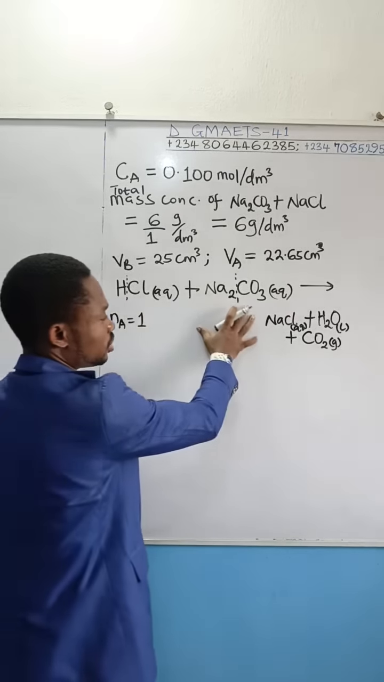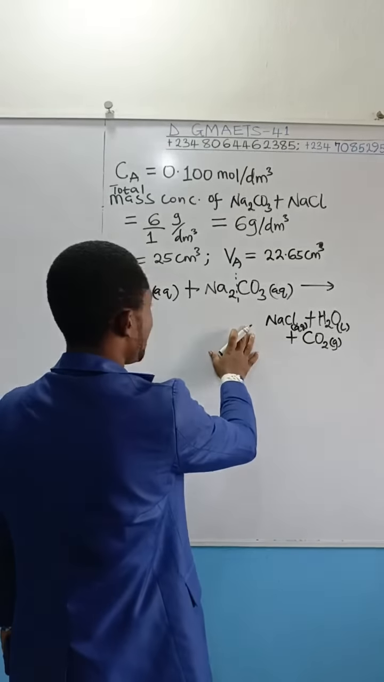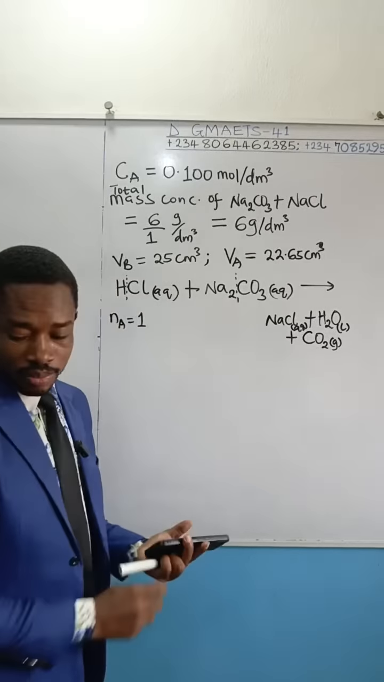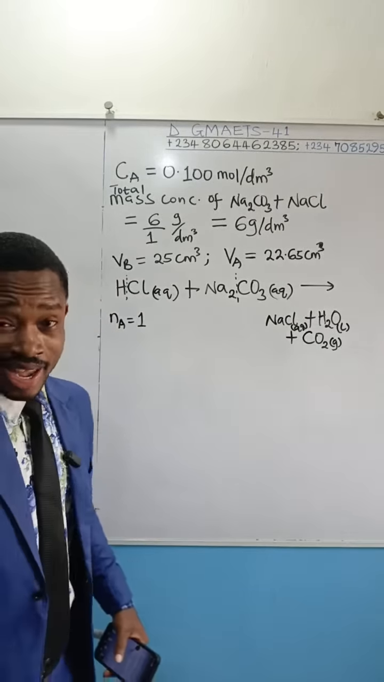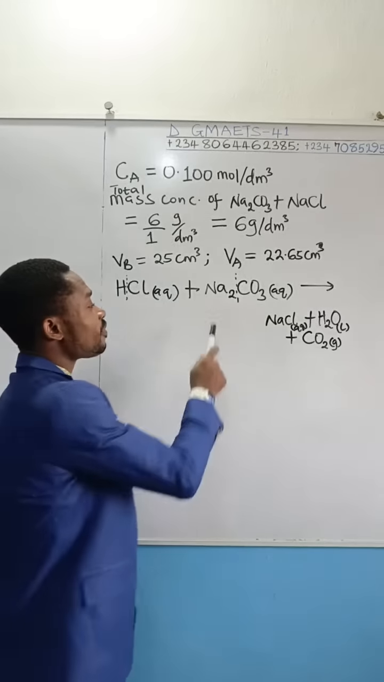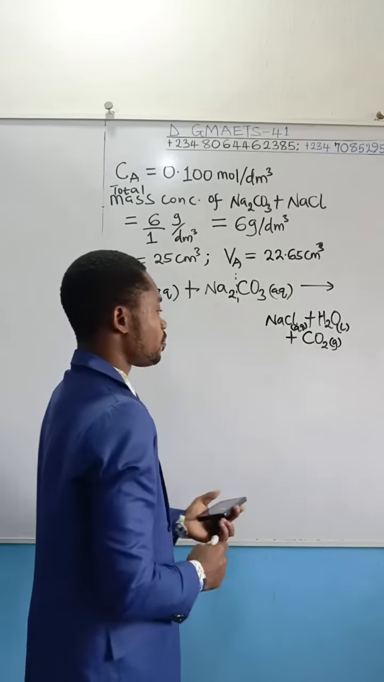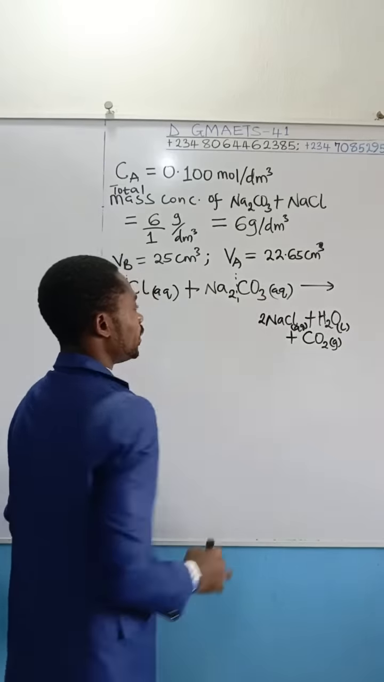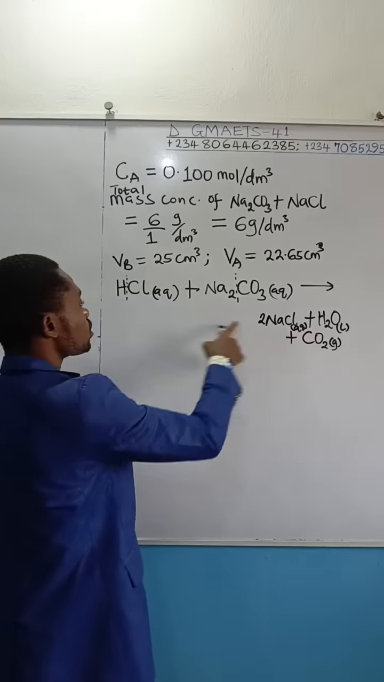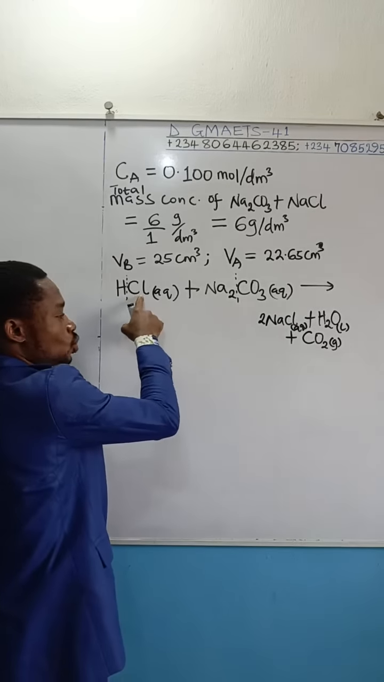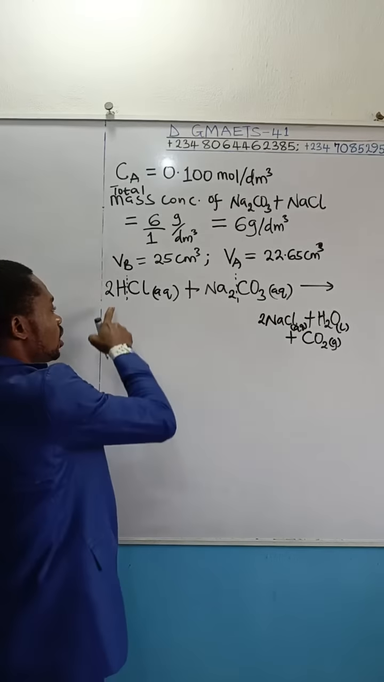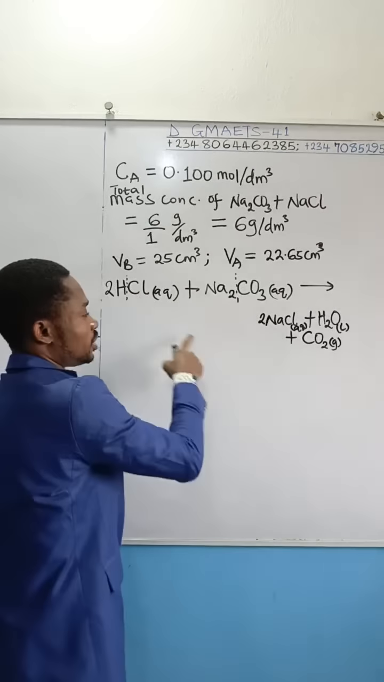Is this equation balanced? We have to balance before we can be able to determine the Na and Nb. Good. So this equation is not balanced. We have 2 sodium here. We have 1 sodium in the product. So I'm going to write 2 here. This automatically makes chlorine to be 2 in the product. But if you look at the reactant, chlorine is 1. So I'm going to come here and then fix 2 here.